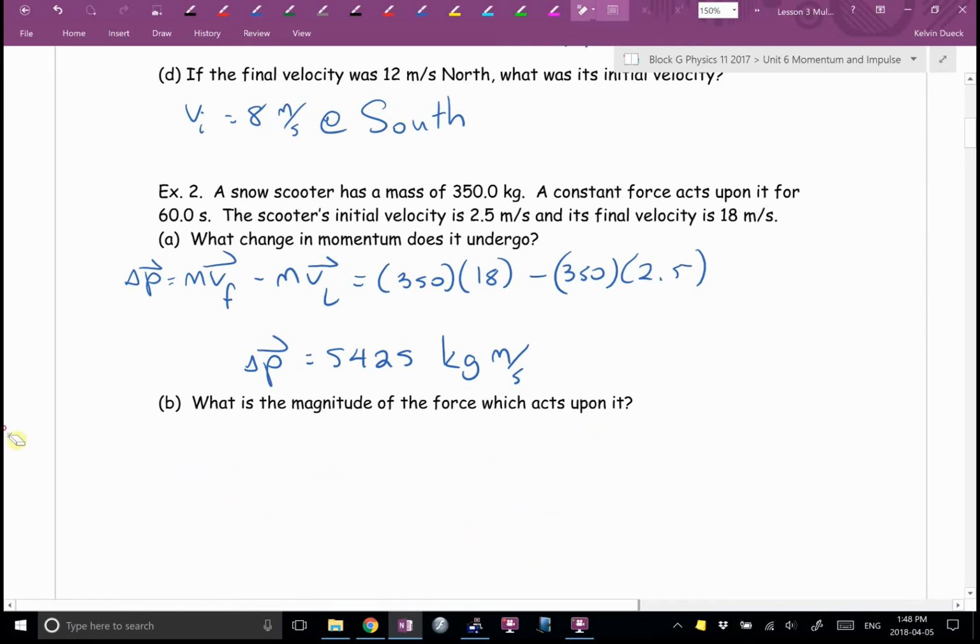Gagan, is there an equation that has impulse and force in it? Say yes. What is the equation that has delta P, impulse, and force in it? Yep. Don't read me that one. Read me the one that has force. Do you see it? You're on the right equation. It's at 3 and 1. Yeah? Yep.